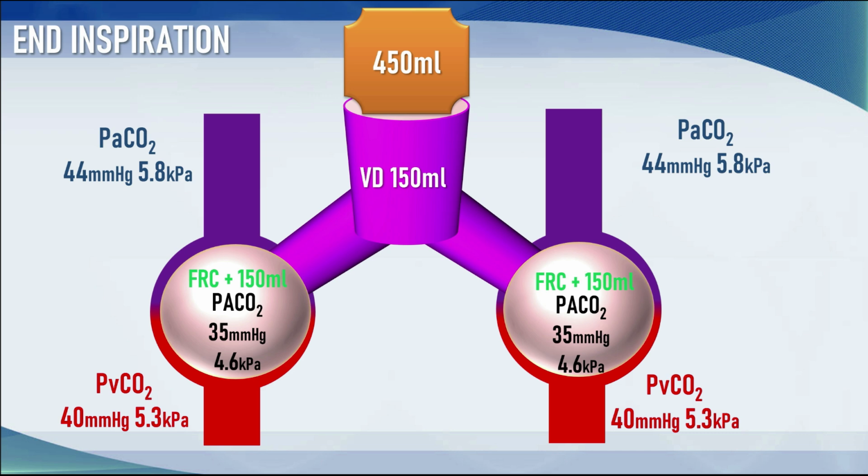As inspired and expired tidal volumes are equal, CO2 is effectively cleared from the respiratory apparatus, such that the alveolar ventilation per minute clears 200 or so mils of carbon dioxide and maintains the partial pressure of CO2 in arterial blood at 40 millimeters of mercury.